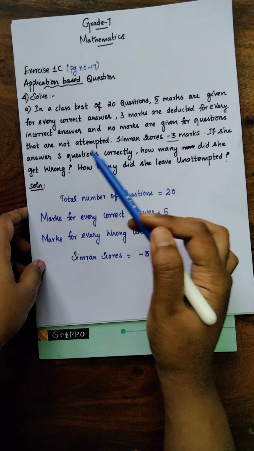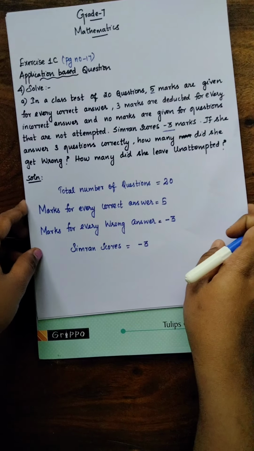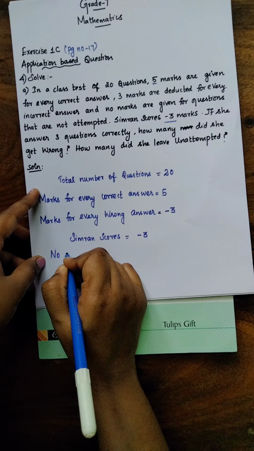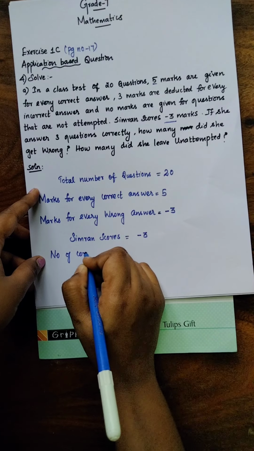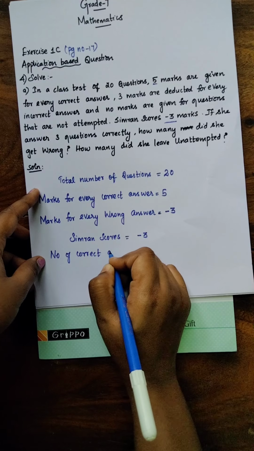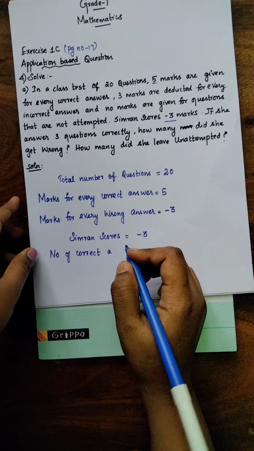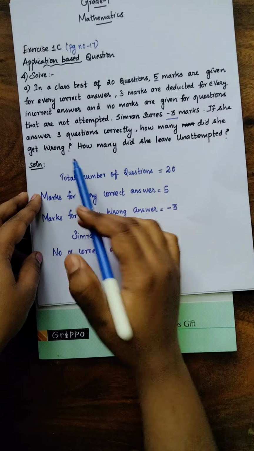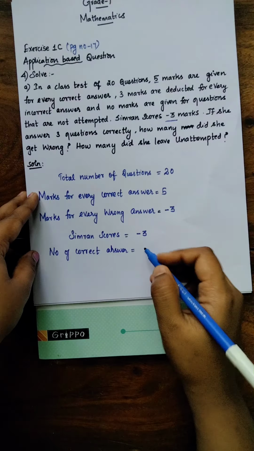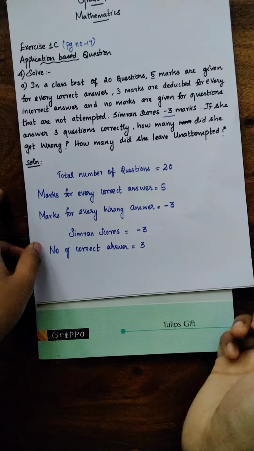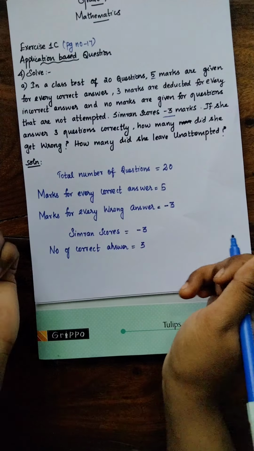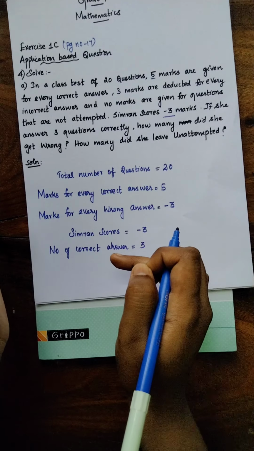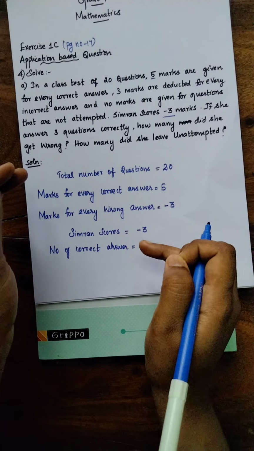Then she answered 3 questions correctly. So the number of correct answers is equal to how many questions? She answered 3 questions correctly, so the number of correct answers is 3. Next, we are going to find the marks for the correct answers.